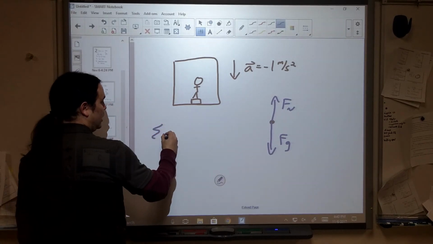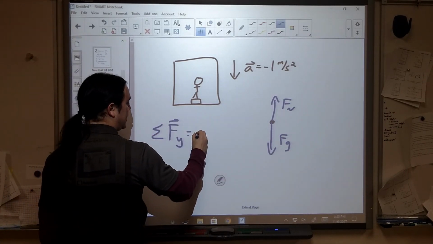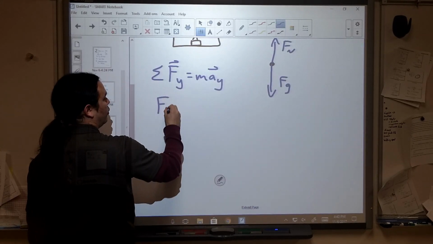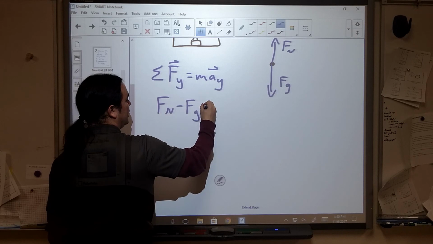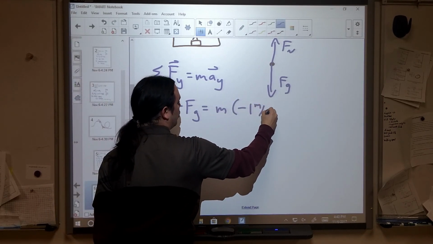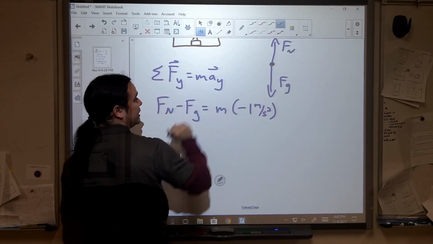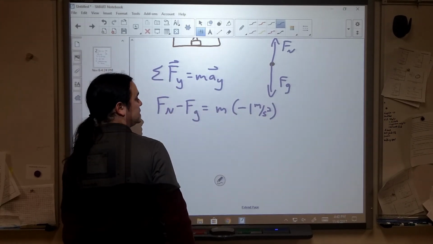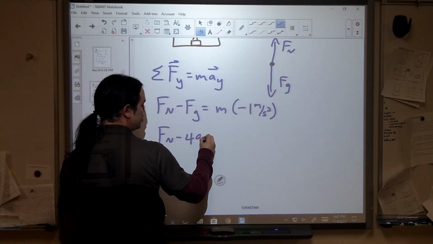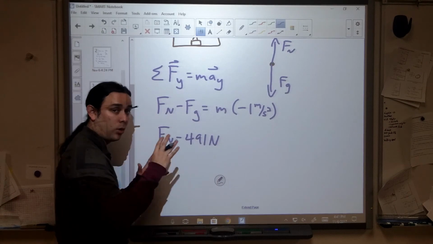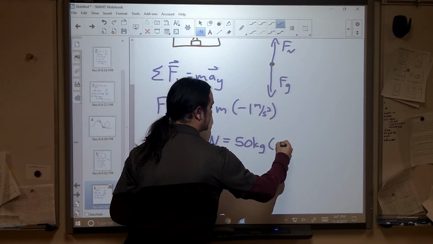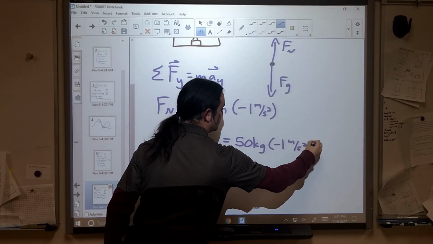I know that because I have to have a net force downward so that I have a downward acceleration. In this case, we have our sum of forces in the y equals our mass times our acceleration in the y. And we get the following. Our normal force minus the force of gravity equals the mass times our acceleration in the y, which is negative 1 meter per second squared. Negative because it's downward, and our acceleration is still a vector. All right, normal force minus the force of gravity, which we know is 491 newtons for our 50 kilogram person, equals 50 kilograms times negative 1 meter per second squared.